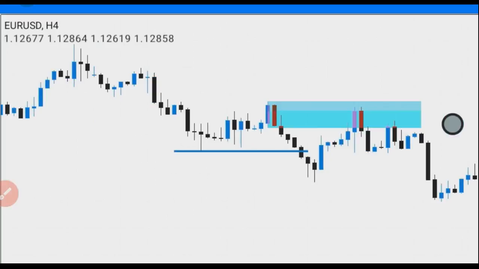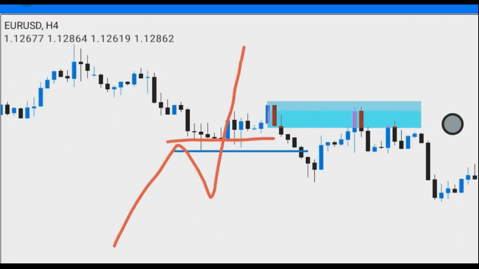So let me show you some examples. Let me show you in the diagram. Here is an uptrend. Here is a break of structure. And here is your high. And here is your low.